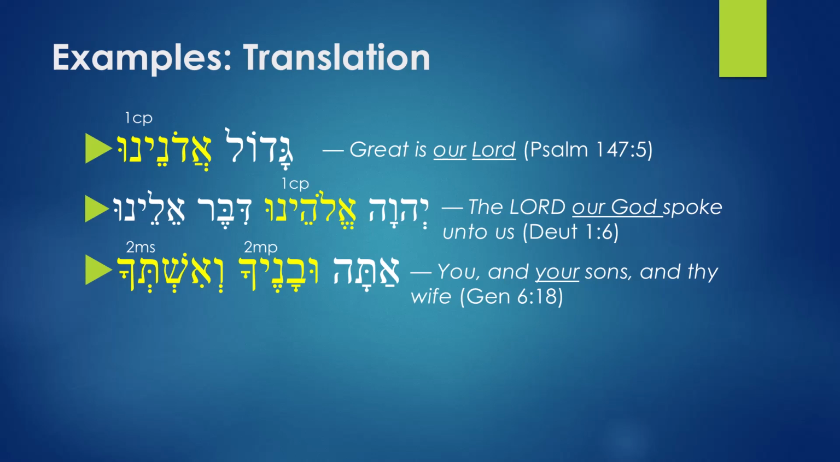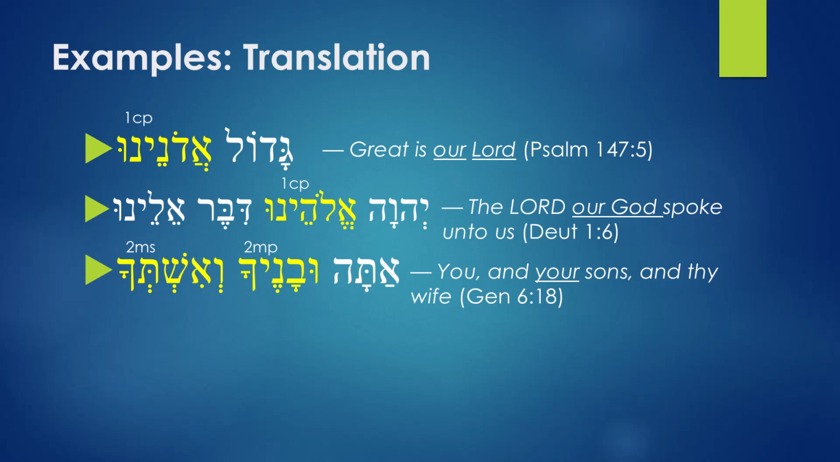Literally it means our lords. That's type 2, first person common plural in type 2. Literally it's supposed to be great is our lords. But since it's referring to the true God, you say great is our Lord.